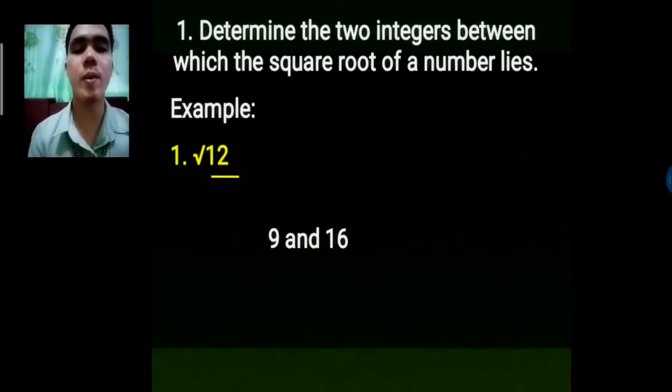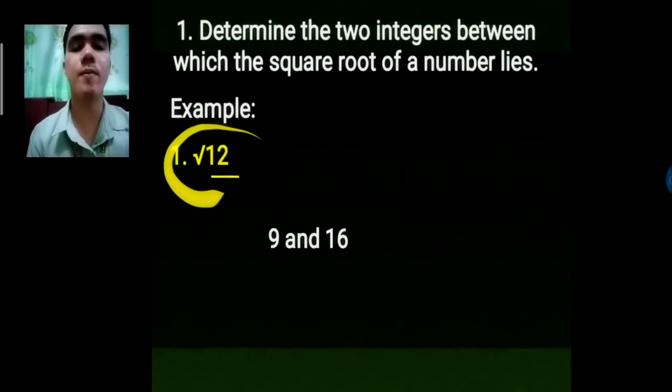What will be the perfect square number below 12? That is 1, 4, and 9. Okay, so below 12, we have three perfect squares, but 9 is near 12. Therefore, we will use 9. Then, what will be the perfect square number above 12? So 9, that is 3 times 3. 4 times 4 is 16. As you can see, 16 is near 12. Therefore, we will use this to approximate the square root of 12.